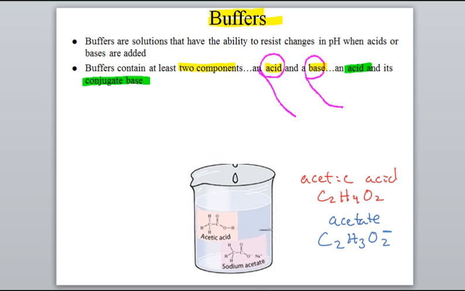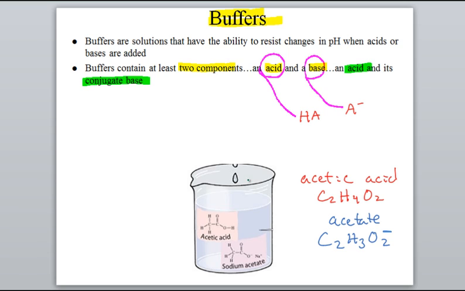In the next slides, we're going to use abbreviations for the acid component of a buffer and the base component. For the acid component, we're going to use HA as the abbreviation for that component and A negative for the base component.